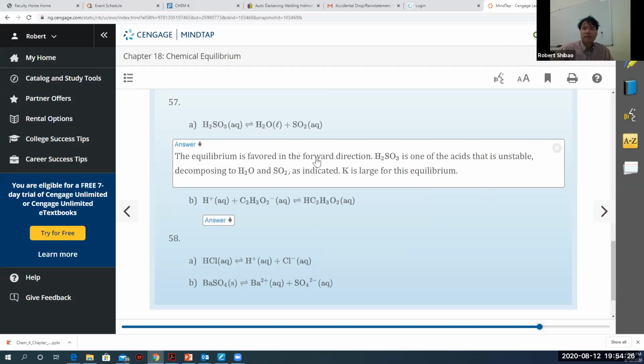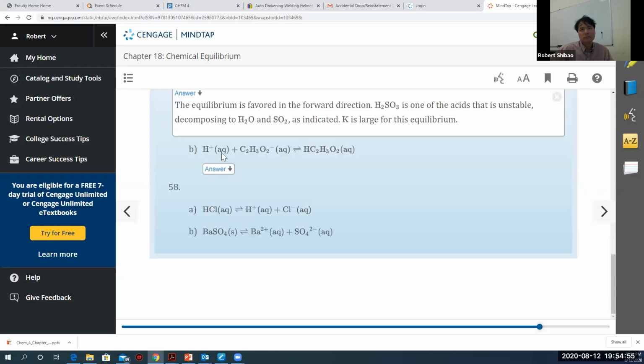The equilibrium is favored in the forward direction. H2SO3 is one of the acids that is unstable, decomposing. So this is just straight memorization. You memorized H2SO3 as being unstable, but then why is it unstable, and other things. K is large for this equilibrium. This is one of the ones that you should have memorized. There are 3 of them that I gave you to memorize: carbonic acid, sulfurous acid, and ammonium hydroxide are unstable in metathesis reactions.